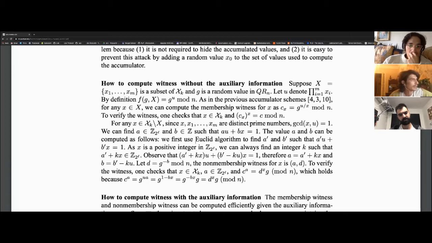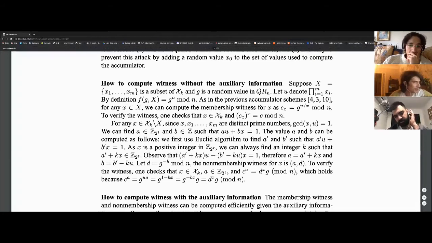Right. I mean, okay, there is this detail that what you can actually find with the Euclid algorithm is A prime and B prime such that A prime times U plus B prime times X is equal to 1, and then you can bring A into Z_L by just summing KX. You can always find a K such that A prime plus KX is in Z_L, right? And then you can take A to be A prime plus KX and B to be B prime minus KU, but that's fine. It's just a detail. But the idea here is that you can find this A and B, right?